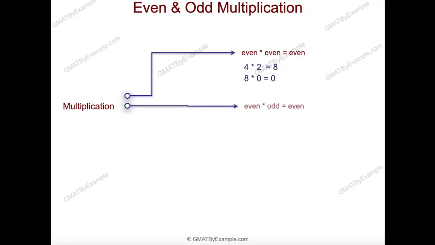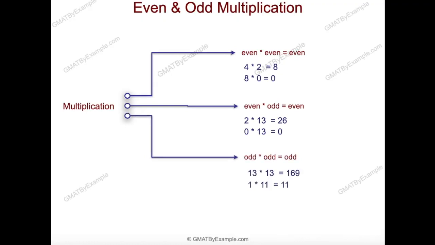Similarly, when you multiply an even number with an odd number, the product is still an even number. For example, 2 multiplied by 13 is 26, and 0 multiplied by 13 is 0. And finally, when you multiply an odd number with an odd number, you get an odd number. For example, 13 multiplied by 13 is 169, all three of them being odd. 1 multiplied by 11 is 11.